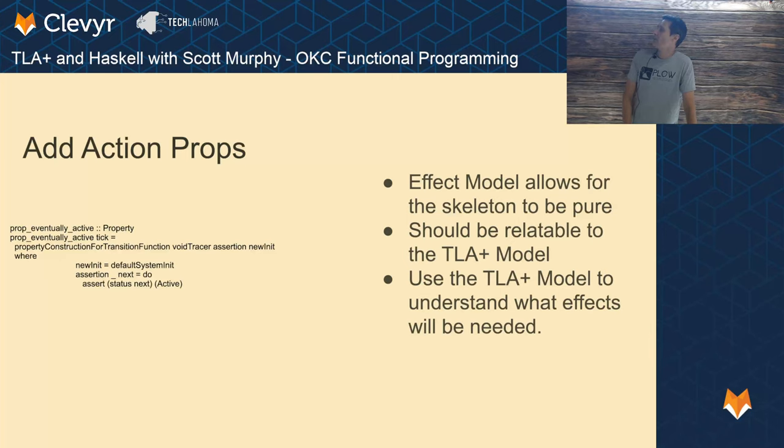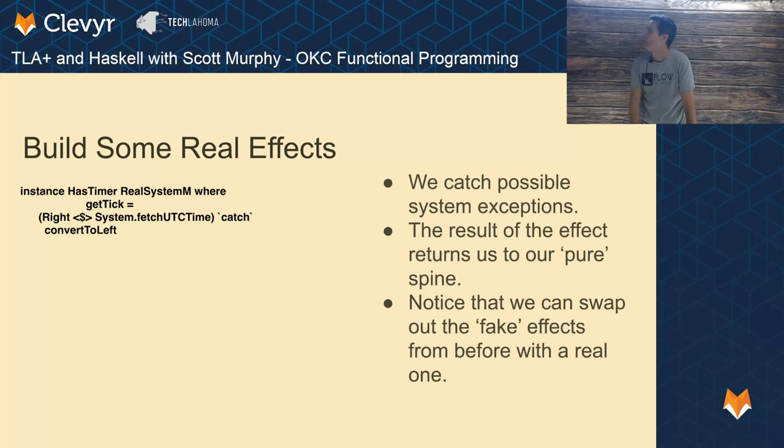So property for transition function. Ignore the void tracer part. That's from our code. I deleted that. But then you have your assertion. Again, I set this up. My new init, did I forget to copy that over? Darn.